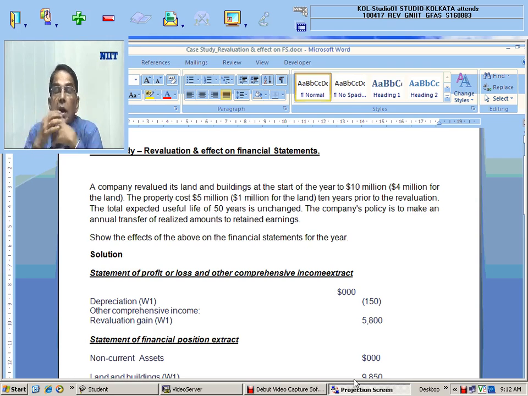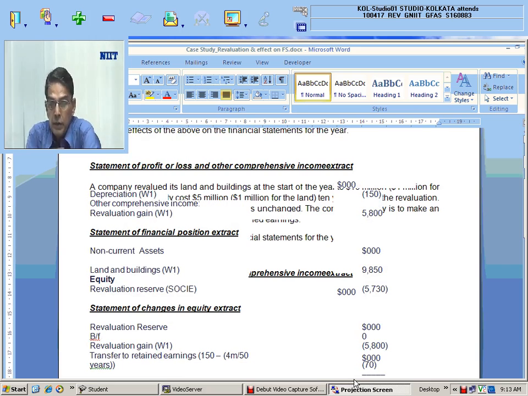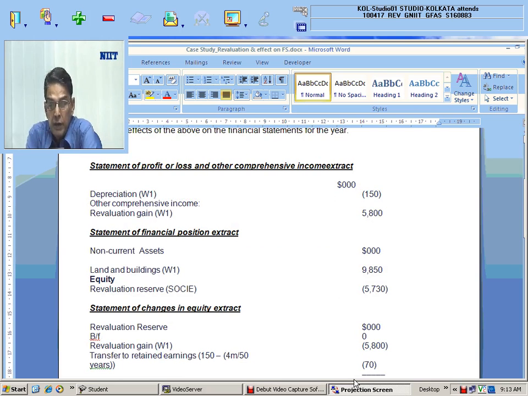Revaluation reserve: the excess of the depreciation after revaluation over the earlier depreciation, that is 150,000 minus 80,000, 70,000, will be transferred from revaluation reserve to the retained earnings. So 5,800 was the revaluation reserve. So 70,000 gets transferred to the retained earnings. So the revaluation reserve becomes 5,730 at the end of the year. In the statement of changes in equity extract, revaluation gain will be 5.8 million. And from that, 70,000 will be transferred to retained earnings. So 5.730 million will be the revaluation reserve at the end of the year.